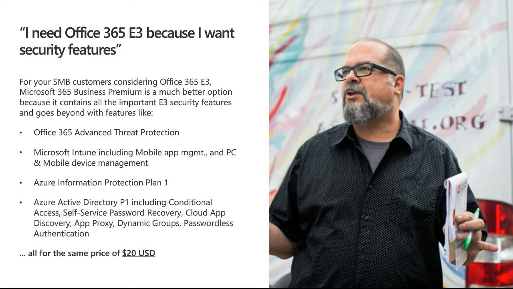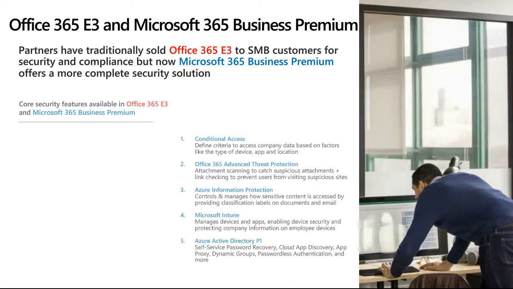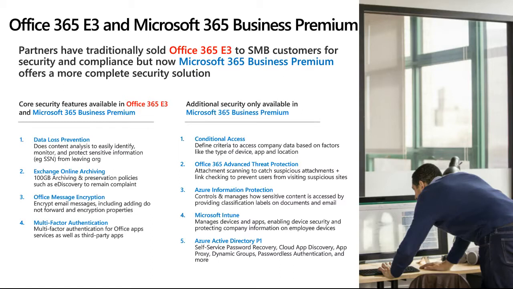For many years, Office 365 E3 was the subscription of choice for SMB customers who had extra needs in security and compliance. With the arrival of Microsoft 365 Business Premium, there is now a subscription designed for SMBs with less than 300 users that includes security and compliance capabilities of Office 365 E3 plus additional capabilities that you see here.